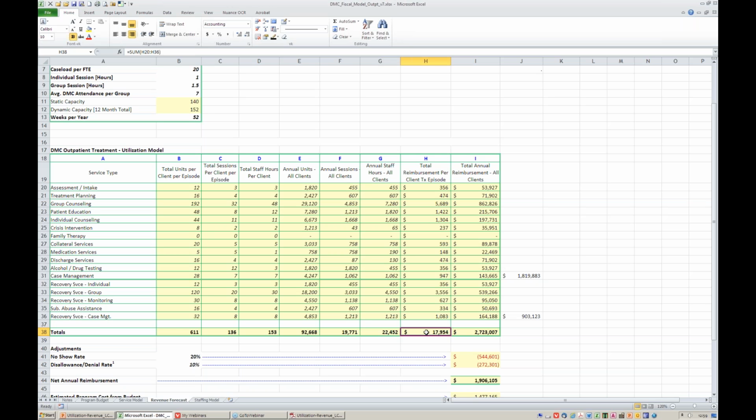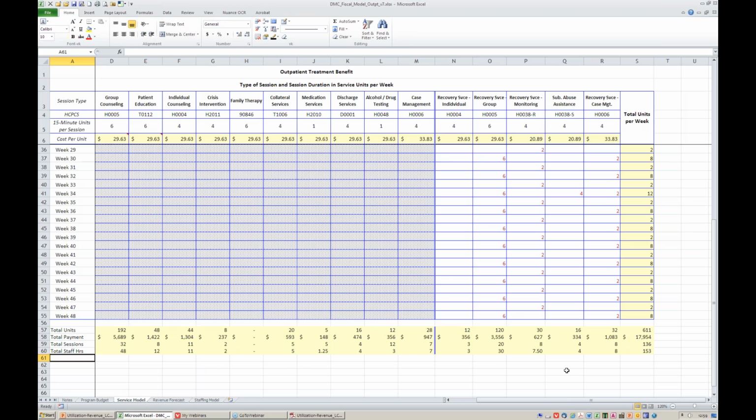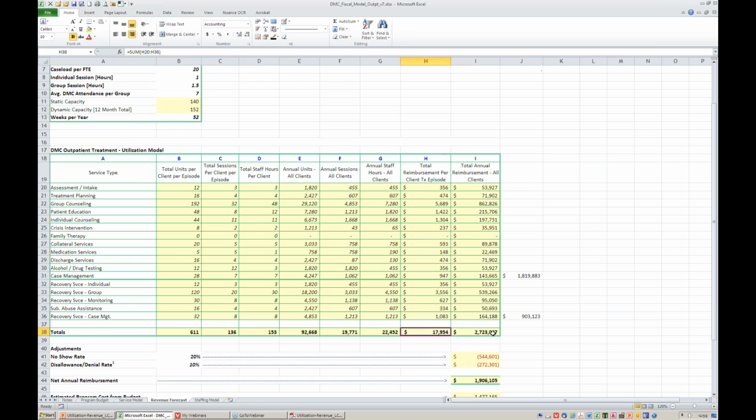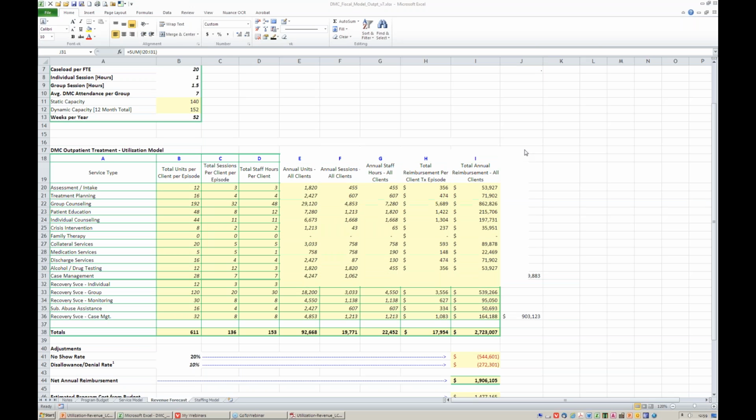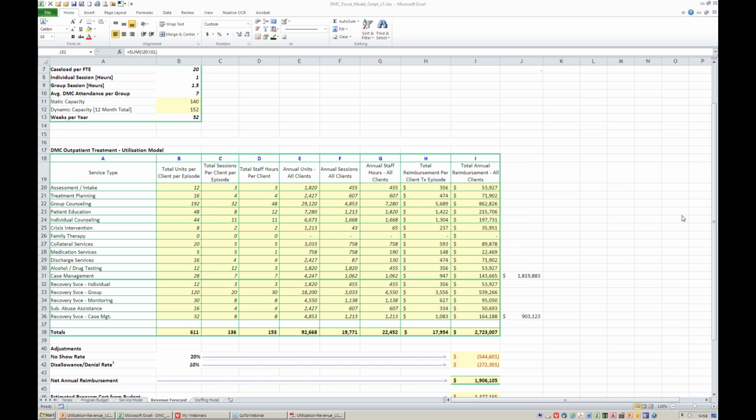We then look at the total reimbursement per client treatment episode, which again is 17,554. We call from down here. So anyway, we gross 2.7 million. Not bad. I put a little subtotals here: 1.8 million for treatment, and then 900,000 for the recovery support. I'd just like to get people's feedback on what they think about breaking that out. So now we start making adjustments.